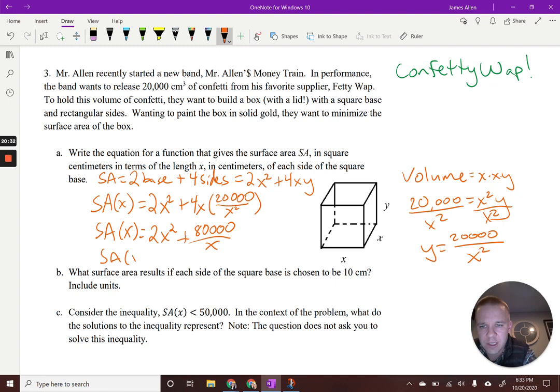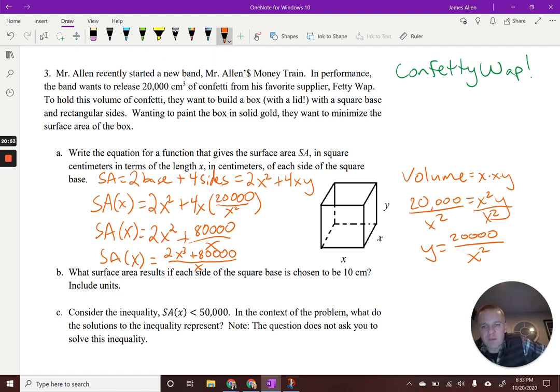So let's go with the final one here. Oh, this is going to be beautiful. I'm going to have 2x cubed plus 80,000 all over x. They all wanted to hang out. Everybody wanted to be in the same fraction there, right? That's fantastic stuff right there. I'm good with that. I hope you're good with that.